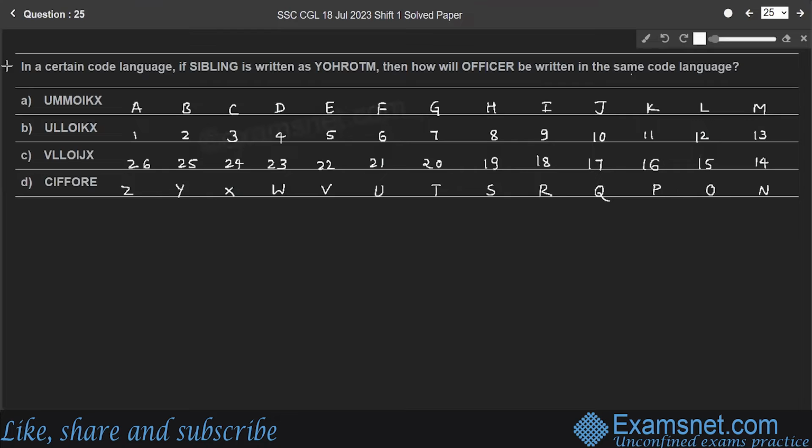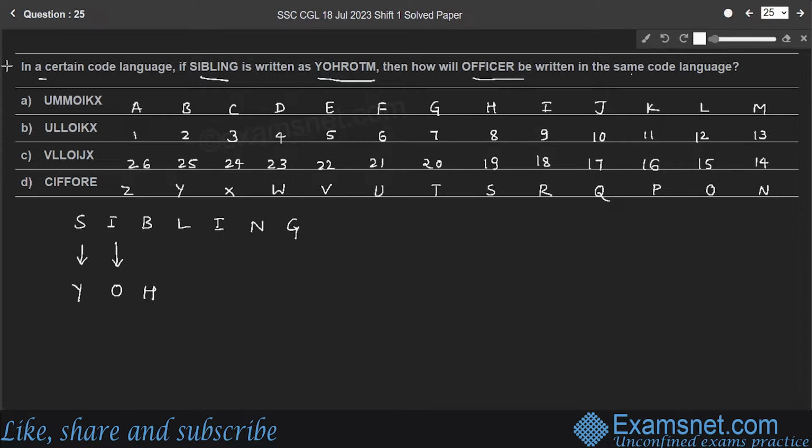Question 25. In a certain code language, SIBLING is written as YOHROTM. Then how will OFFICER be written in the same code language? So here, sibling is written as YOH... S is coded as Y.